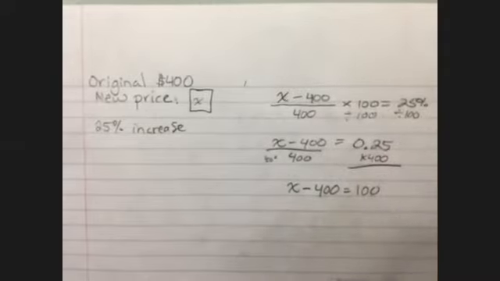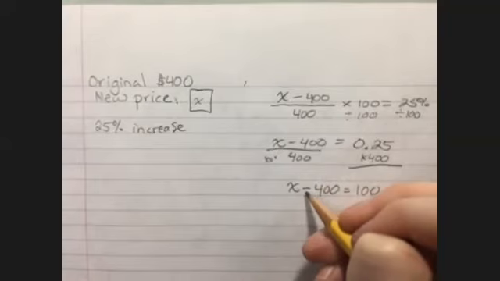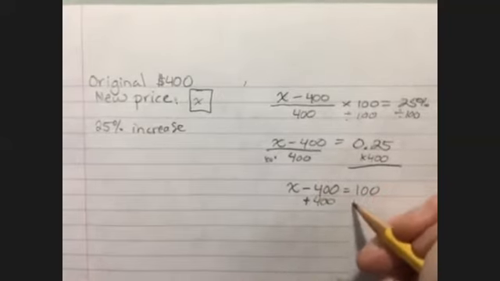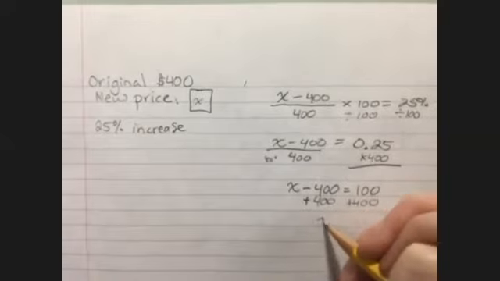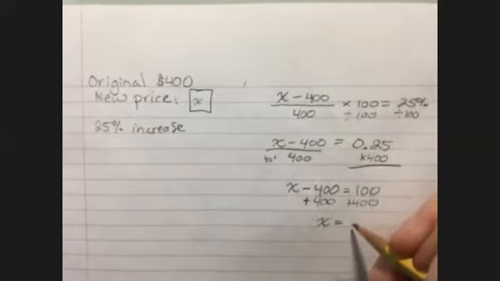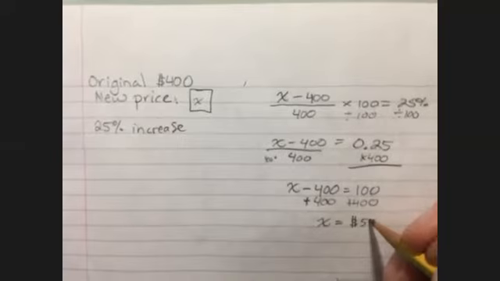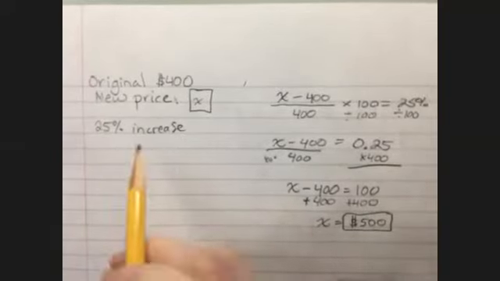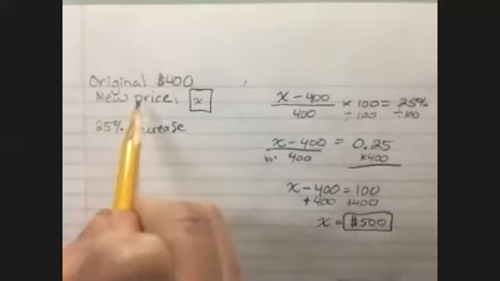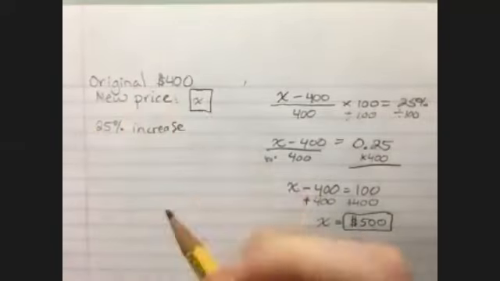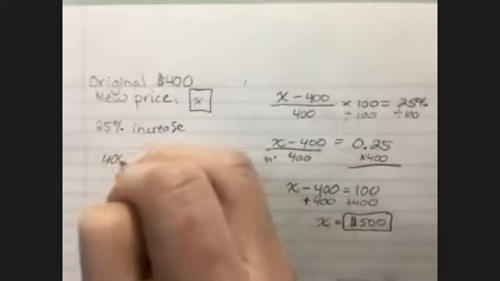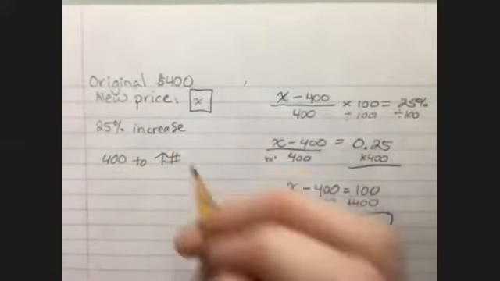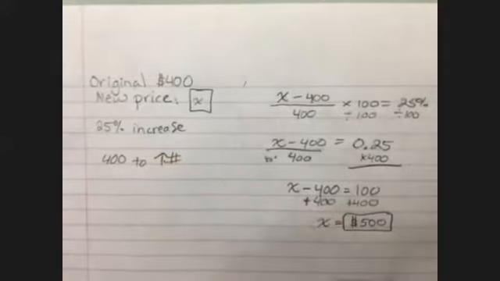Now I need to get the 400 out from there. So since it's minus 400, inverse operation, do plus 400, which you do to one side, do to the other. That means that the new price would be $500. To check your answer to see if it makes sense, again, since it's an increase, that means the new price should be more because you're going from 400 to an increased number, and 500 is bigger than 400.